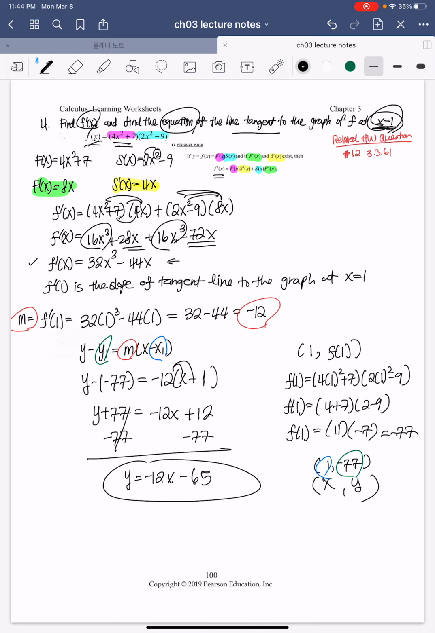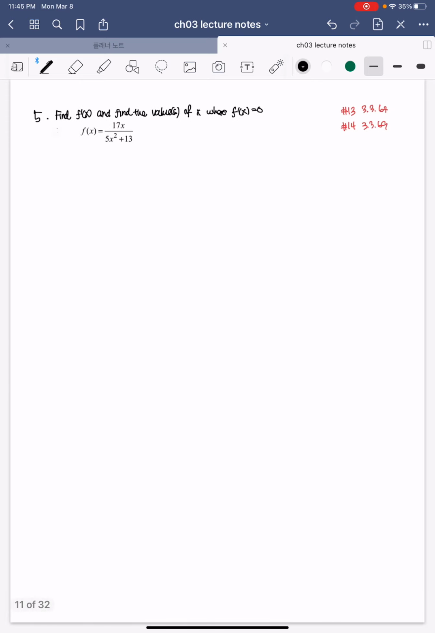Okay? So we went further. We didn't stop at the derivative. We applied it by finding the whole entire equation of the tangent line. Okay, so let's do number 5. This time, same thing, they want you to do some extra work.